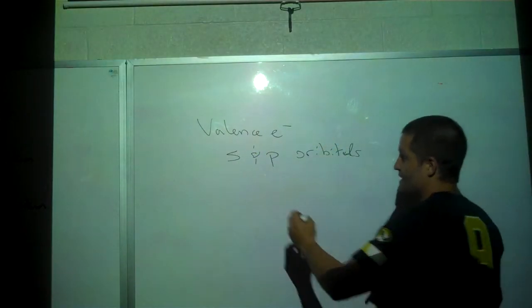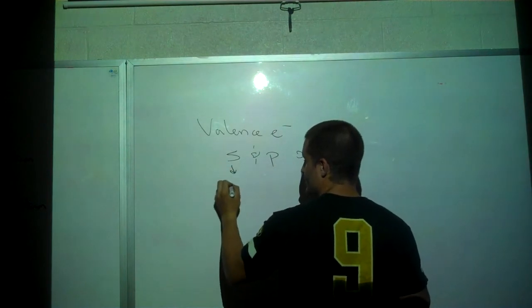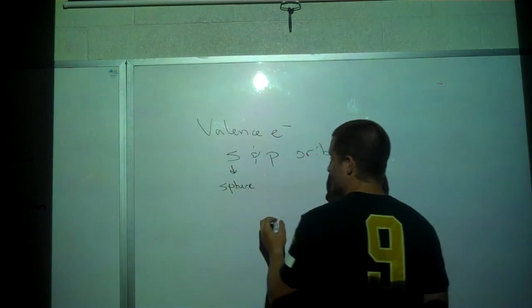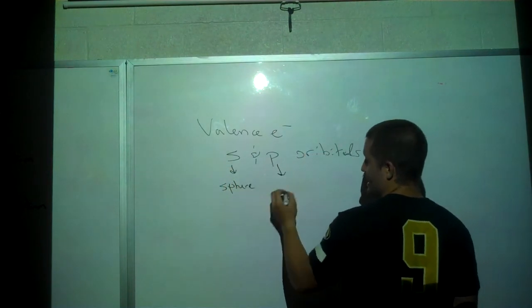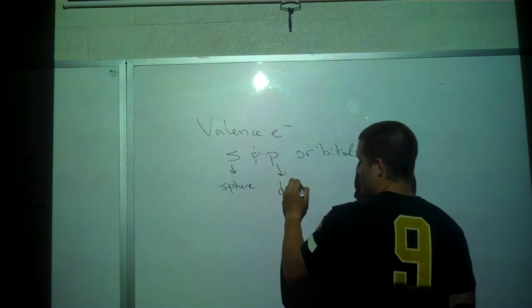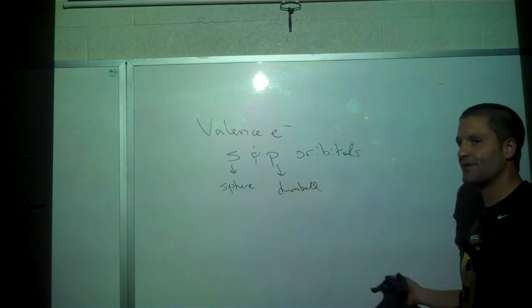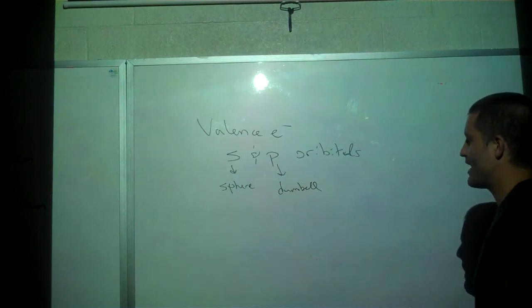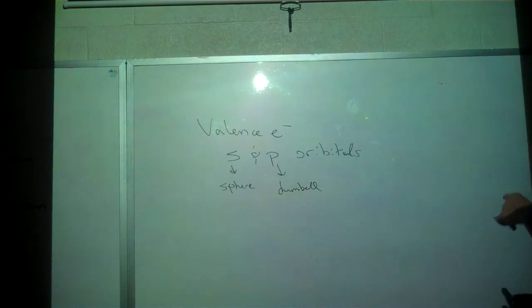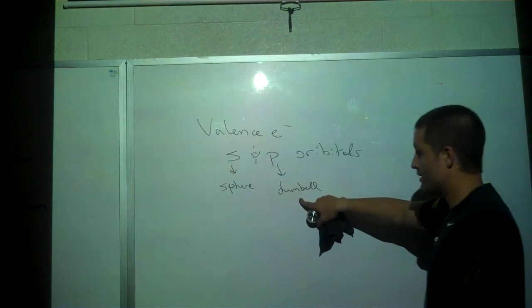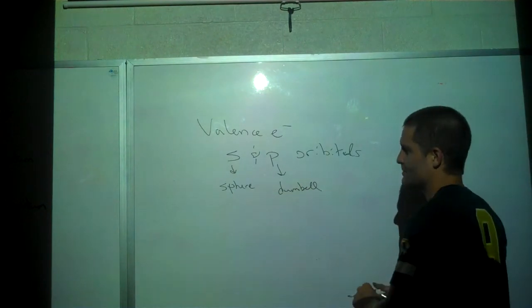Remember, the shape of this is a sphere. I remember the S stands for the sphere. This is a dumbbell. Okay? That's a dumbbell. And the D is a double dumbbell, but you guys don't have to know that. Okay? So the D is a double dumbbell, this is a dumbbell, that's a sphere. And what does this mean? These are the shapes of clouds.